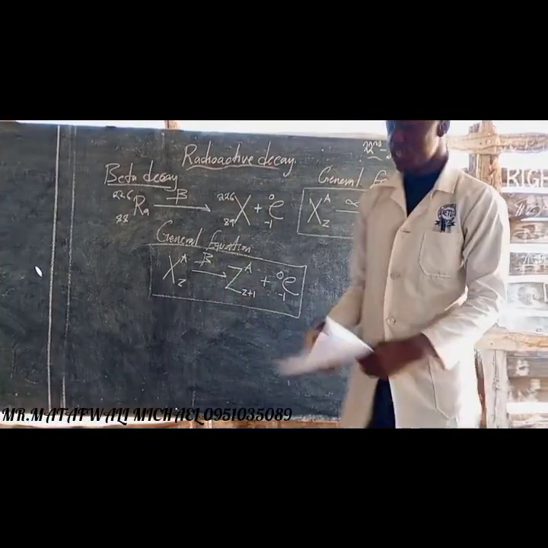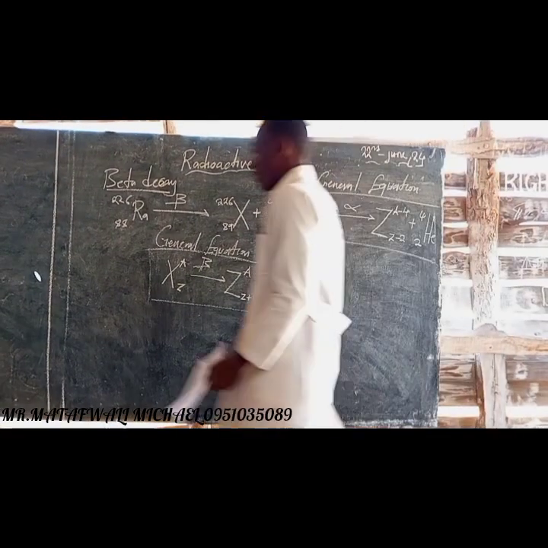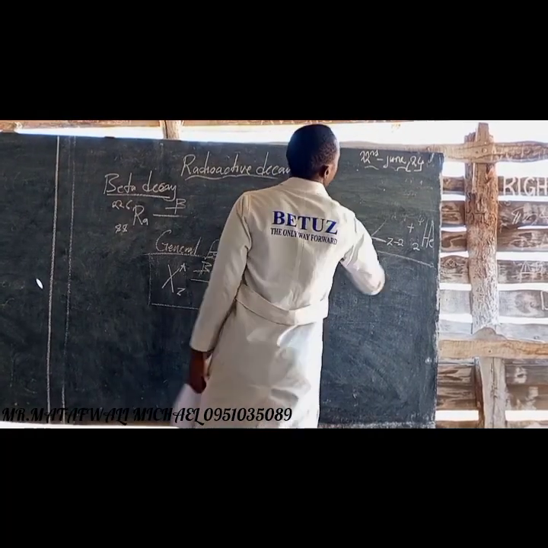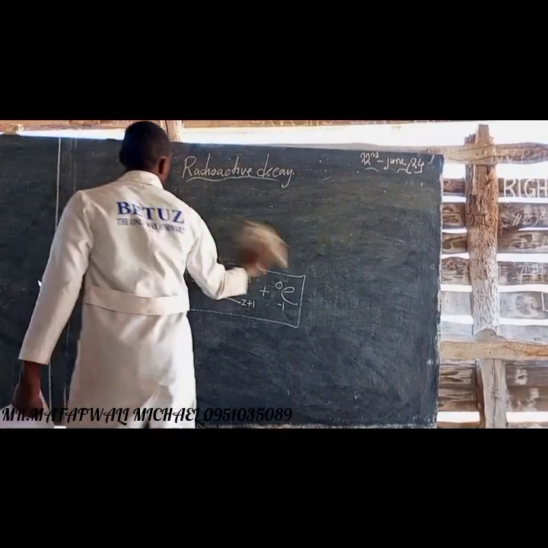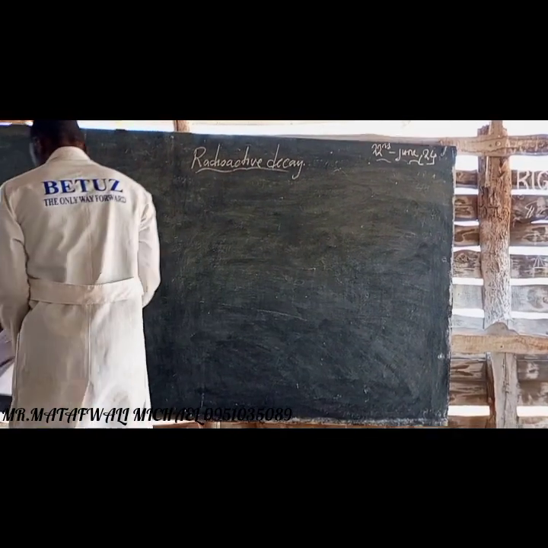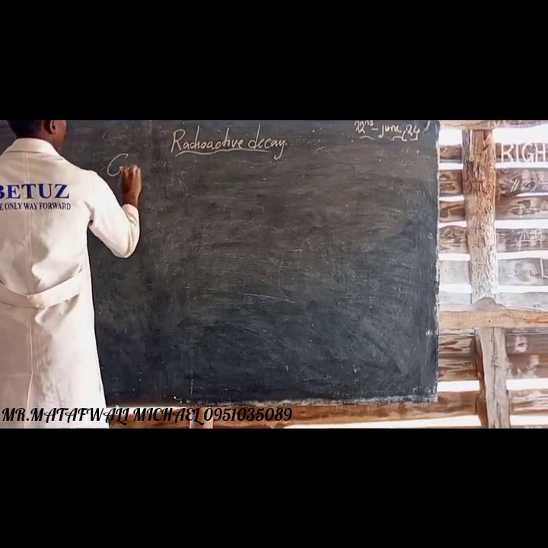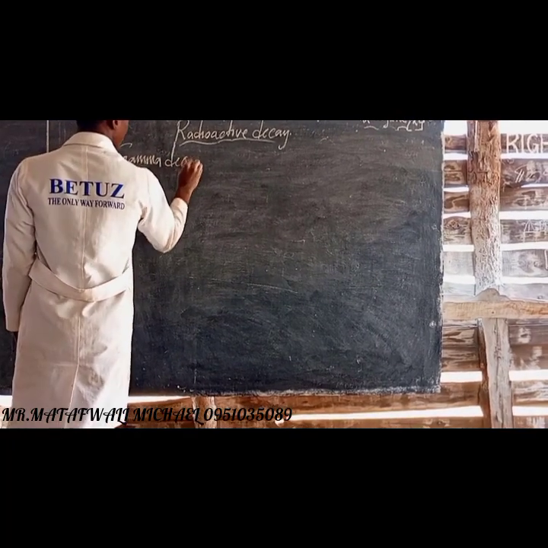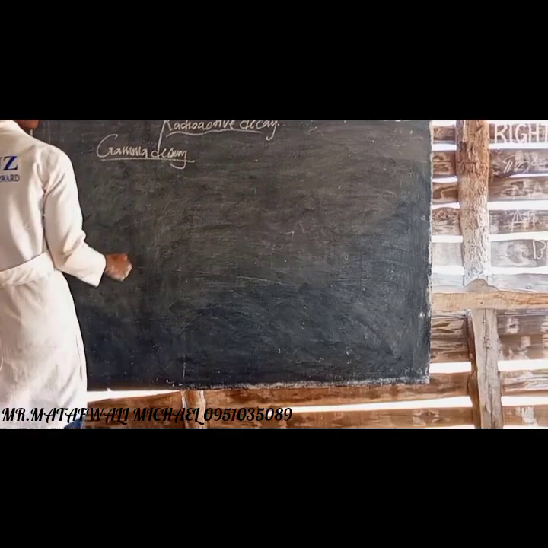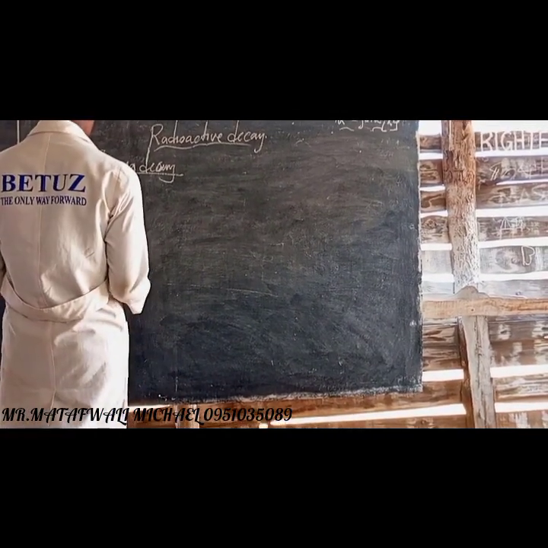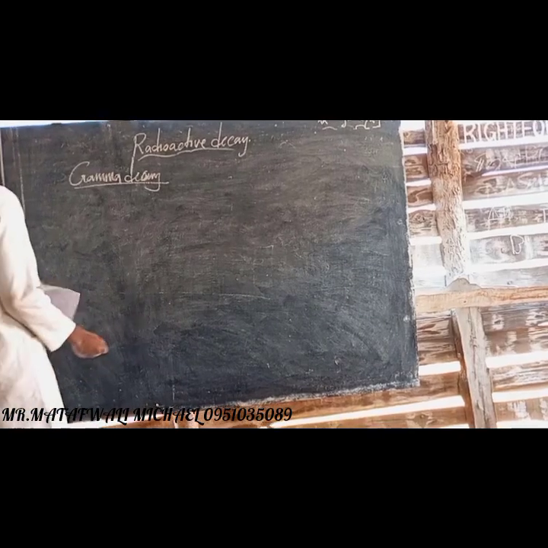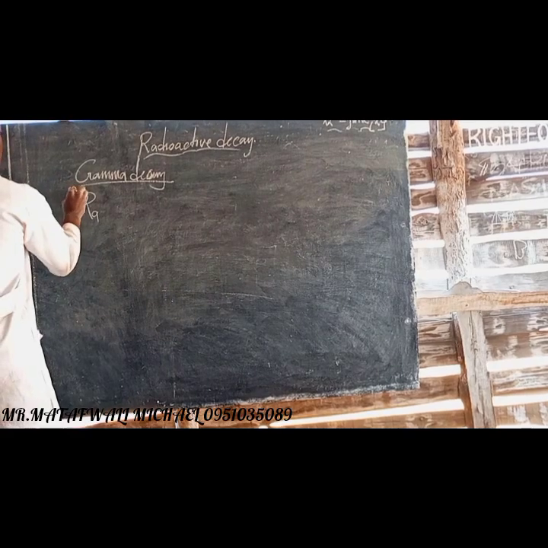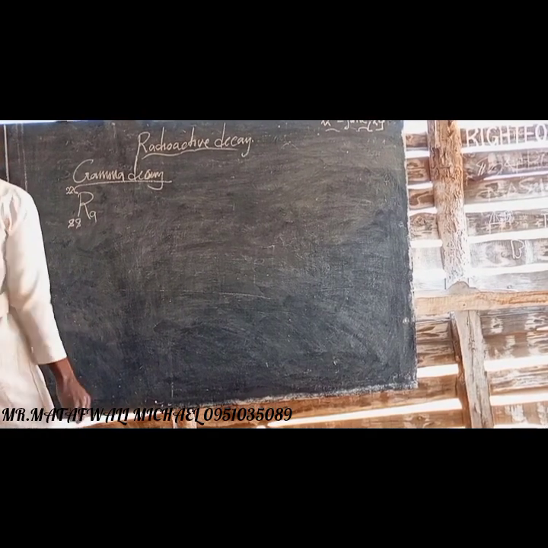So we are going to conclude on gamma decay. We have this. So when talking about gamma decay, we are going to use the same example which we are using, which is radium. Here 226 and here 88.